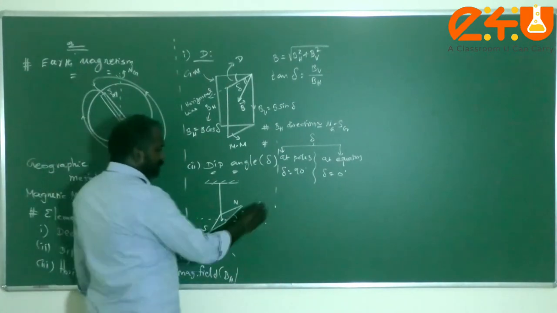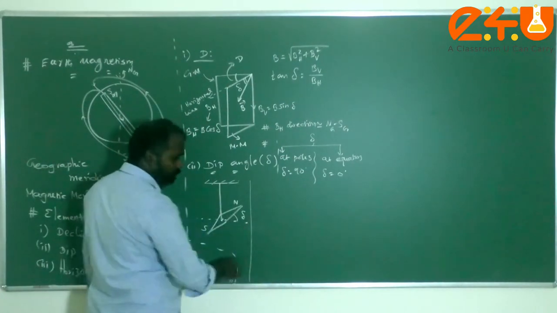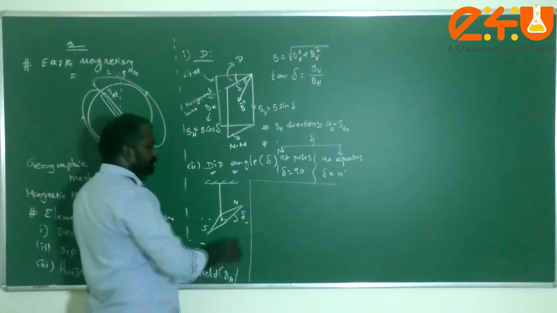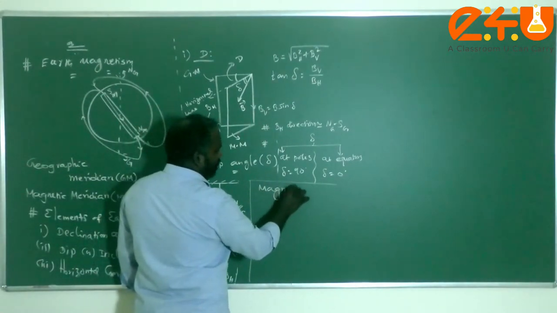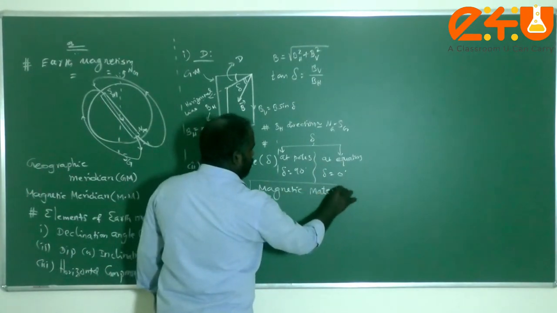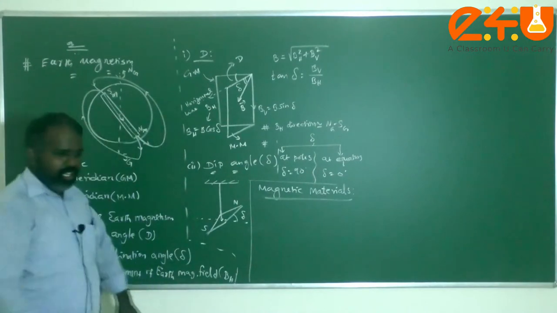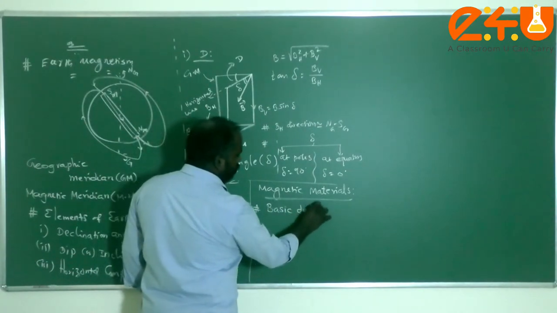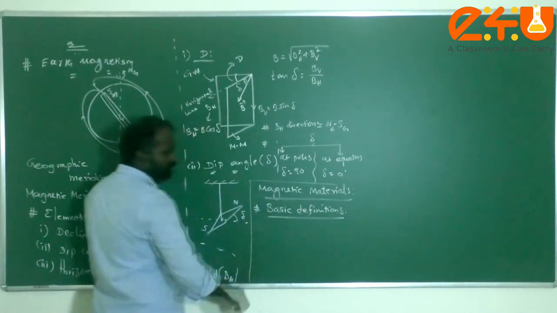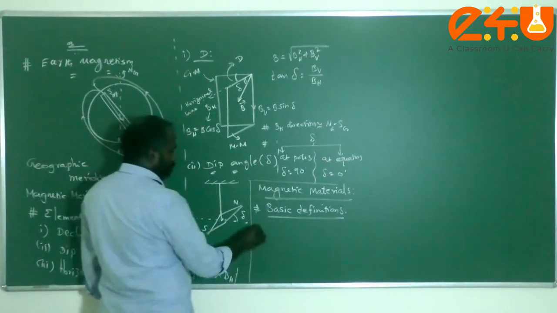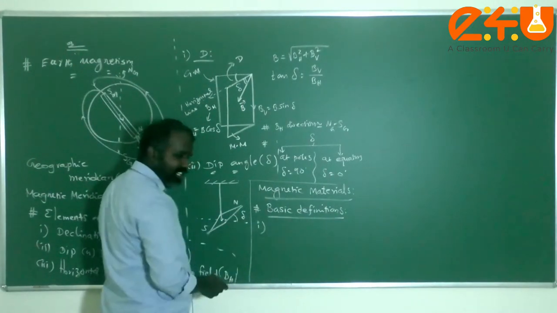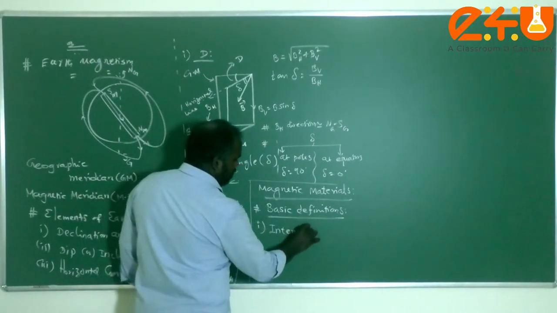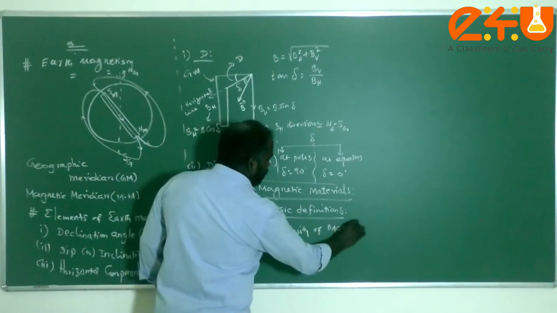And the third topic we are going to discuss is some basic terminology. Now the second part of the lesson we are going to discuss is magnetic materials. In this magnetic materials topic we can learn the following things. The first one is basic definitions. What are the basic definitions we can use? The first one is intensity of magnetization, or simply magnetic intensity, I vector. Intensity of what, children?